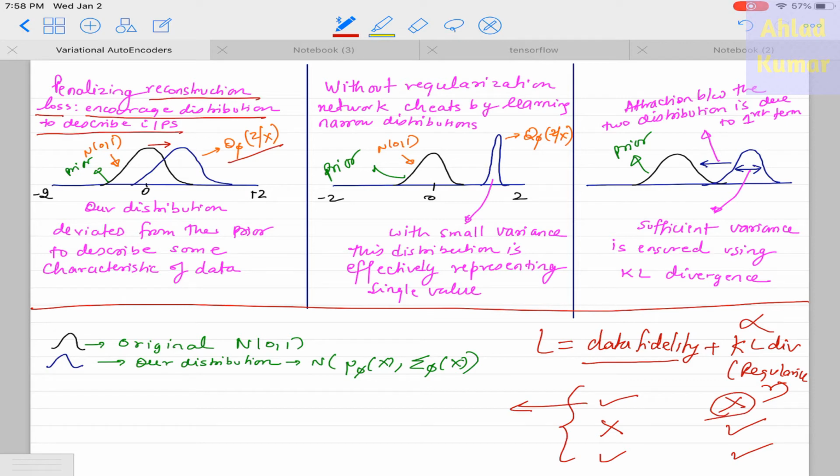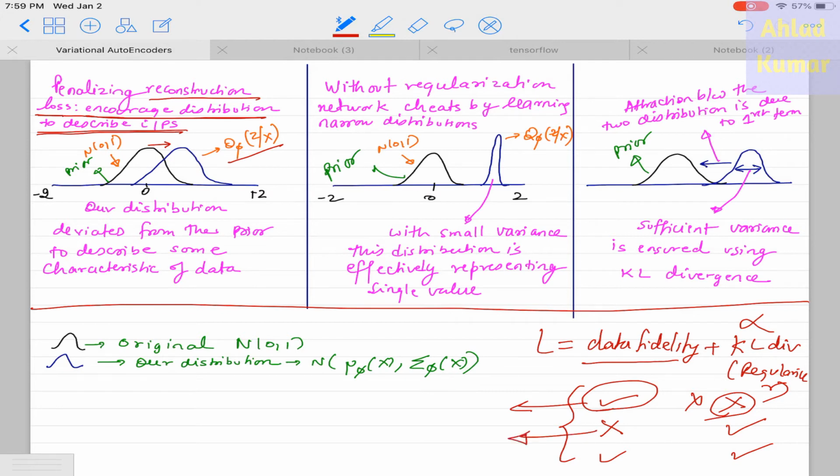In the very first case, when the data fidelity term is there and there is no KL divergence, the reconstruction loss encourages the distribution to describe the input. So our distribution, which is shown in the blue curve, will deviate from the prior, which is shown in black, to describe some characteristic of the data. It will deviate from that distribution, that is N(0,1) shown in black, because there is no term to bring it back to sit onto the black Gaussian curve. That's the problem if KL divergence is not there.